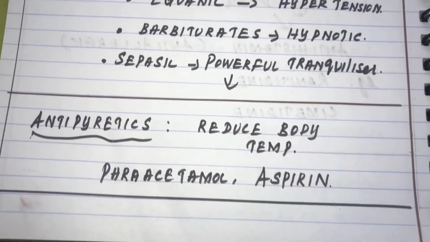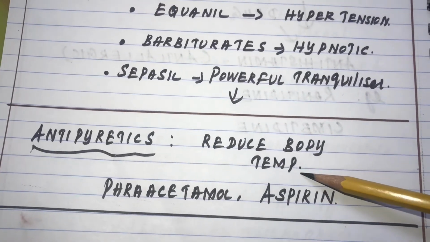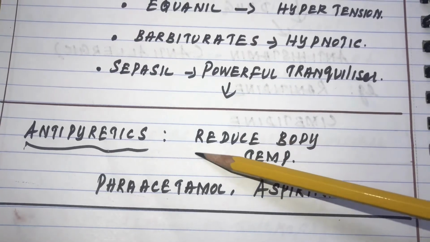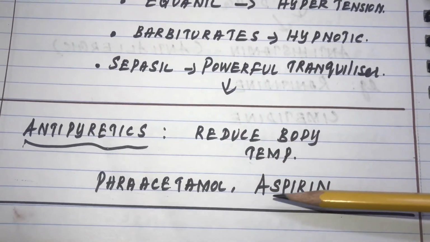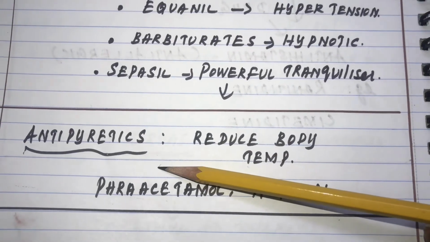Next one is, what are antipyretics? Antipyretics are the substances which reduce fever, that is body temperature. Paracetamol, aspirin are examples of antipyretics.